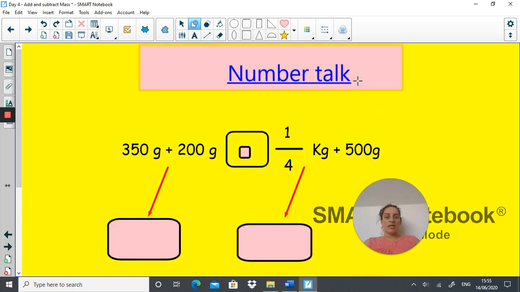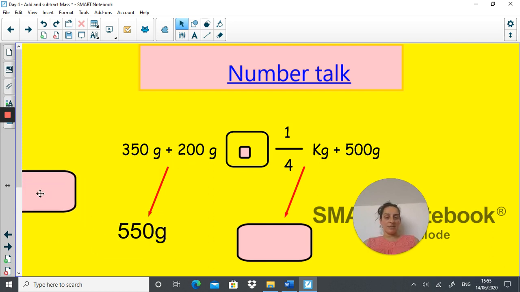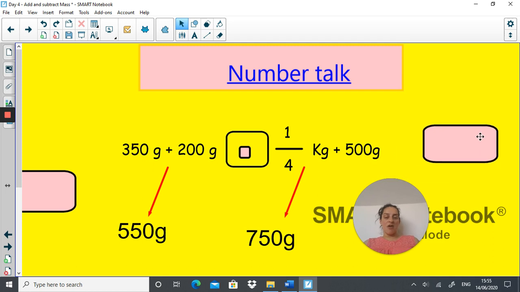So number talk, just to refresh on what we did yesterday. Let's have a look at these and work out what the symbol in the middle should be. Hopefully you've worked out that 350 grams plus 200 grams is 550 grams. And a quarter of a kilogram we already know is 250 grams from yesterday. If you add 500 to it, the total is 750 grams. I think you'd agree that 550 grams is less than 750 grams. So well done, you got that right.